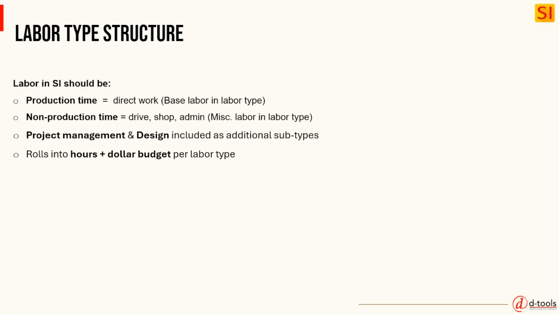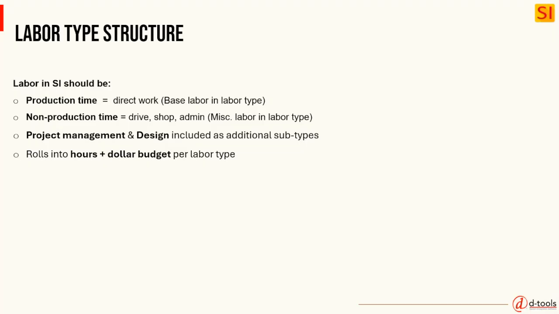So let's dig in a little bit to labor type structure, and then I'll show you how it works. Each labor type really has 4 different components. I call the primary one production time, the direct work. If it's installation, production time is the time it takes to do the work itself. And in the labor type, when I show you, you'll see that that's called base labor.